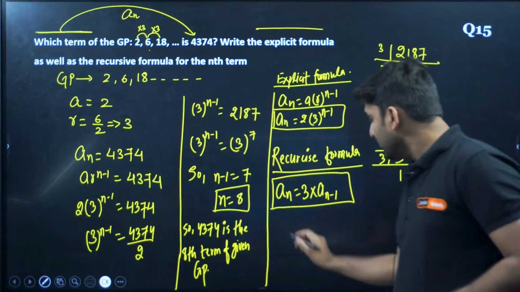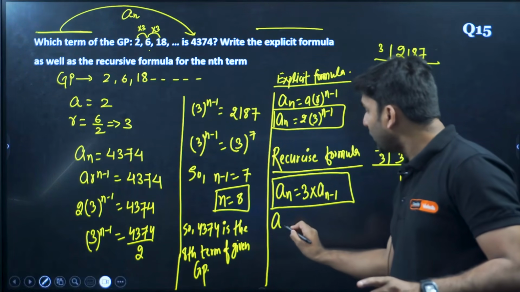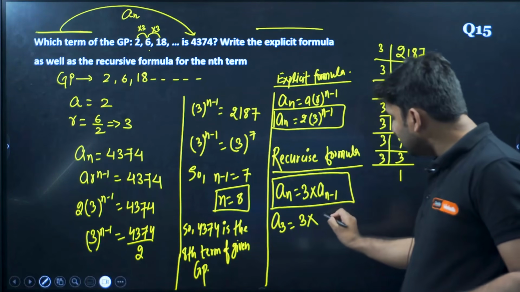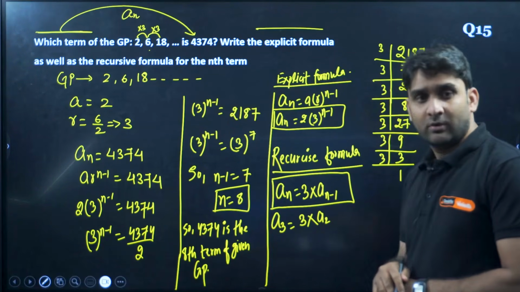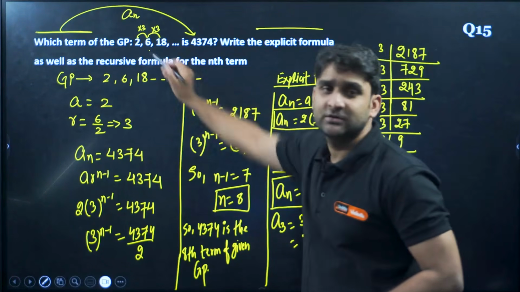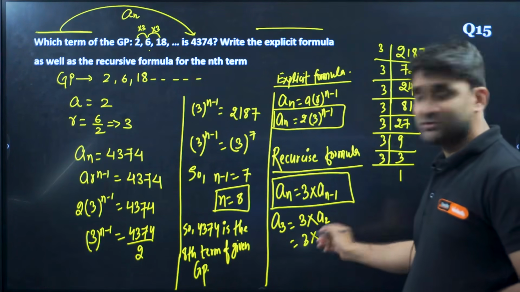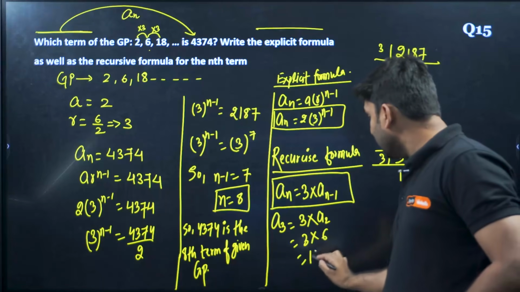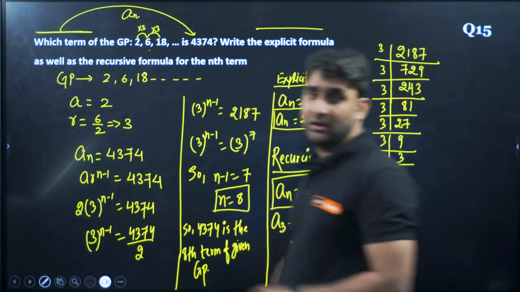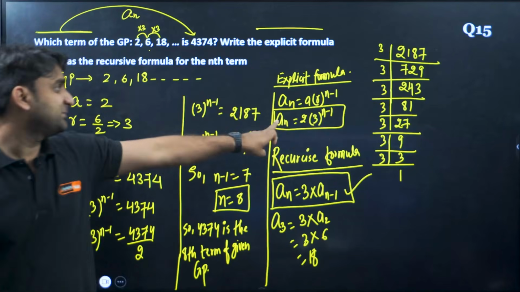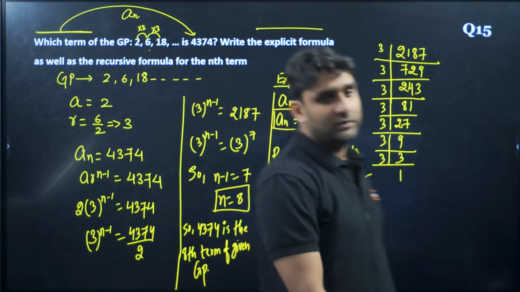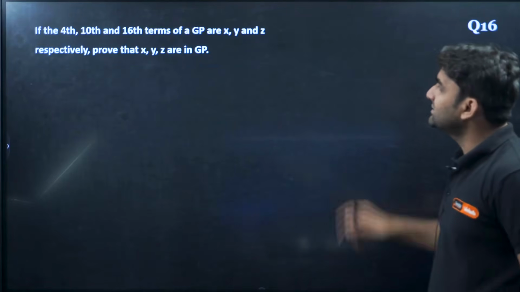Let's apply here. If you find third term, A3, so the formula will be 3 into A2, right? And A2 here, A2 is equal to 6. So let's put here 6. So 6 into 3 will be 18, and you can verify A third is 18 there. So this will be the recursive formula. I hope this is clear. Explicit formula and recursive formula. Clear, everyone? Moving to the next question.